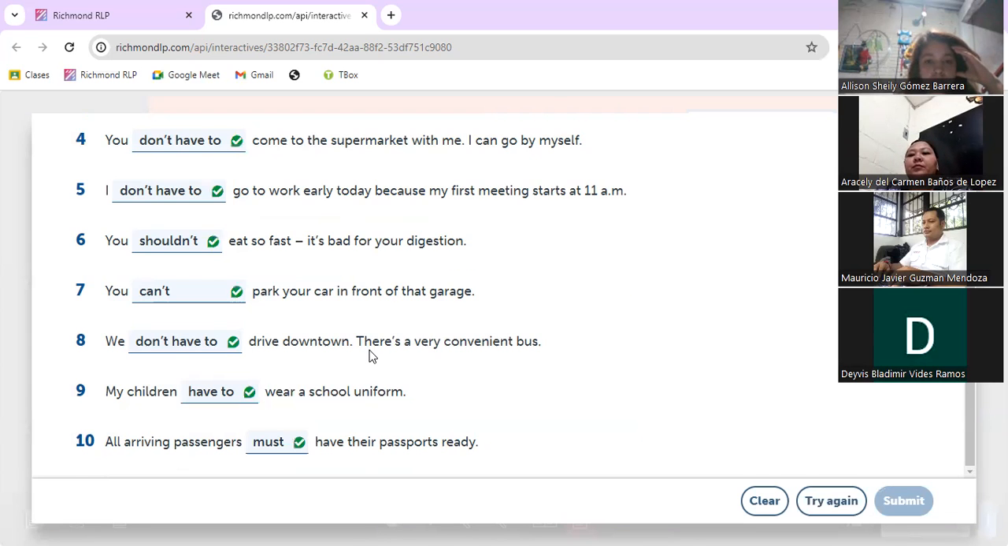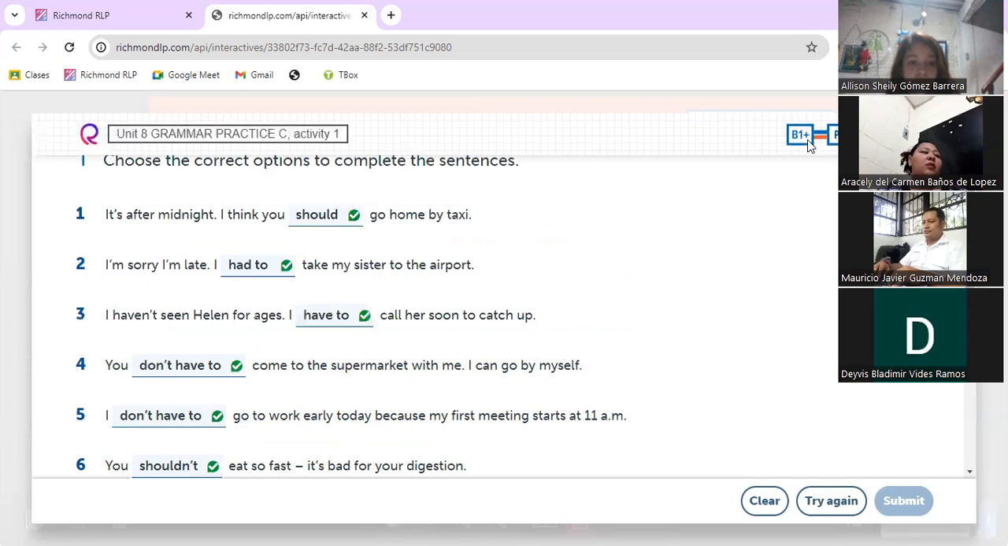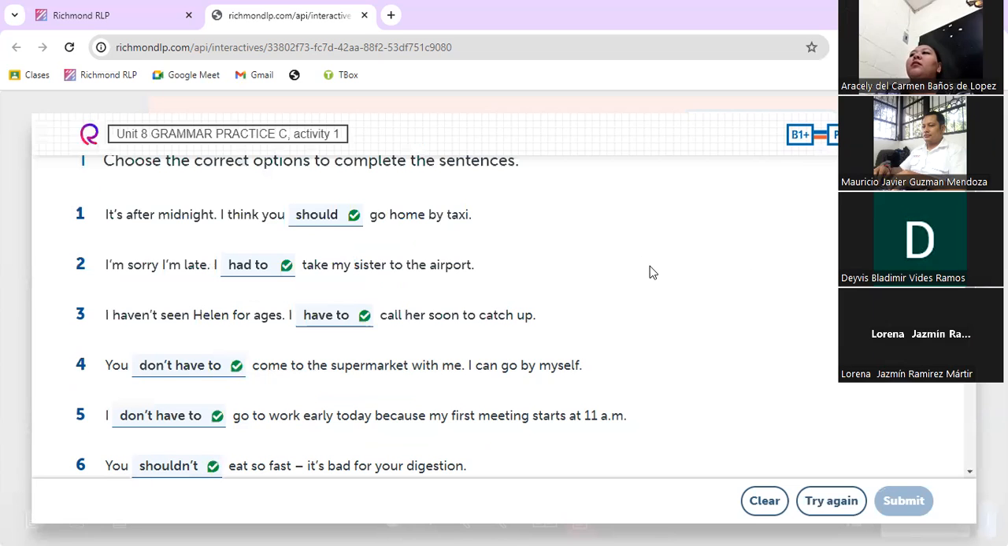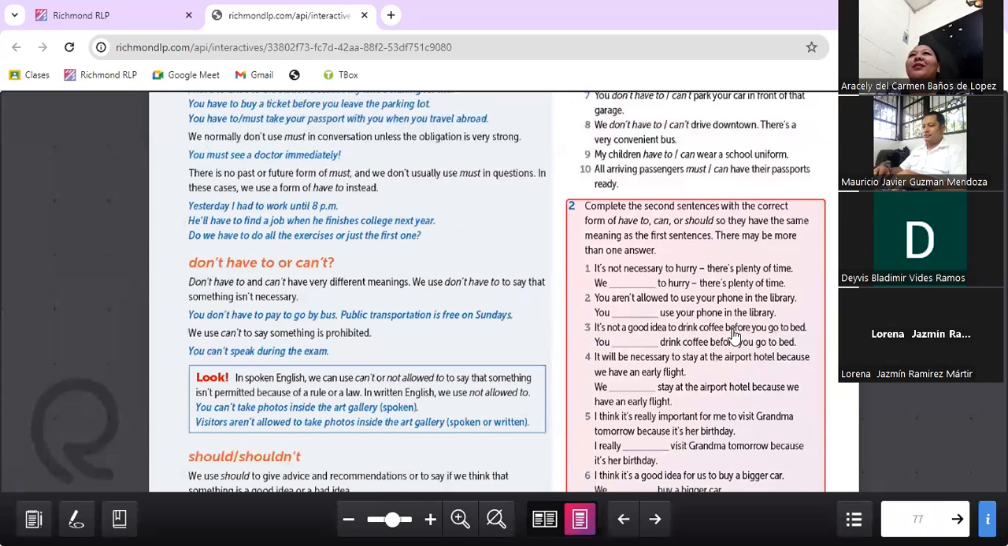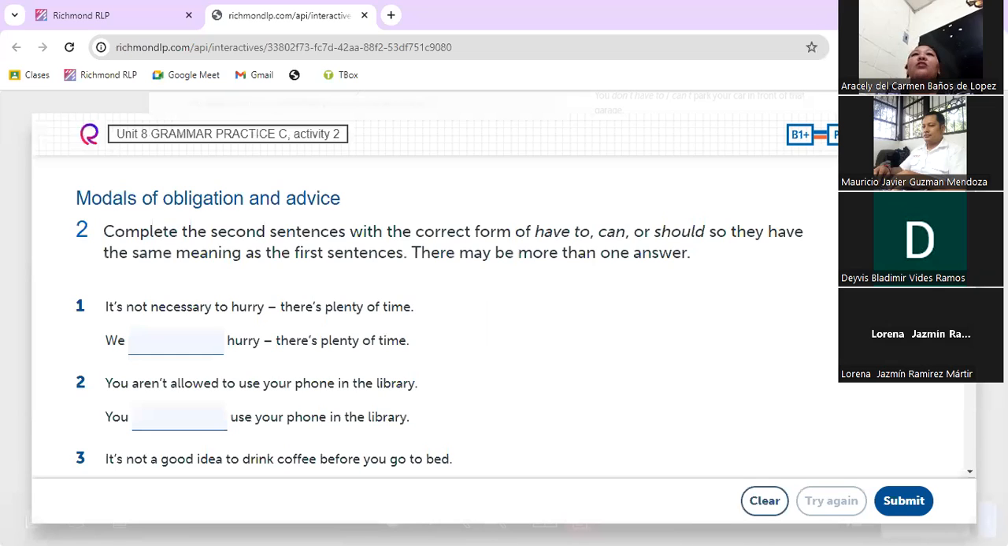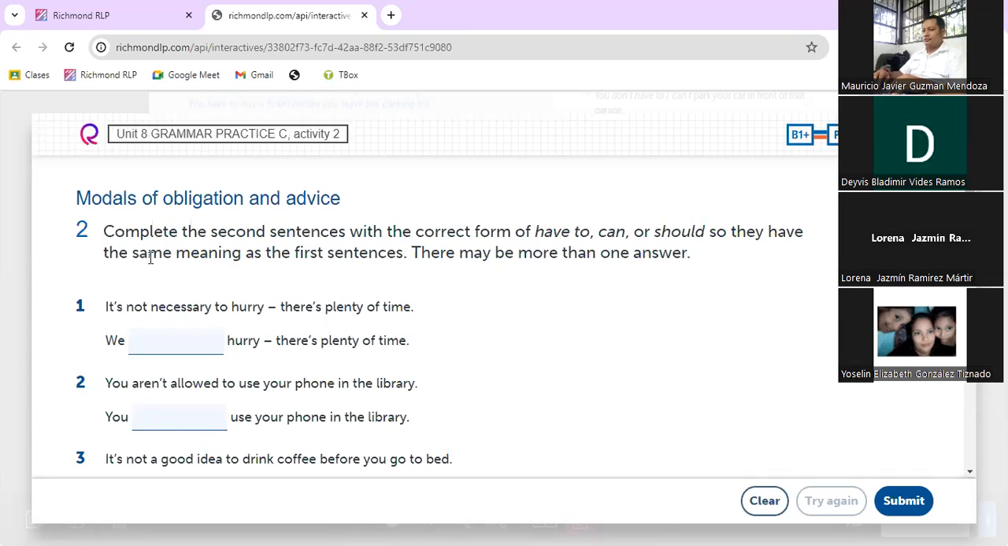Okay, excellent. No estaba tan difícil, ¿verdad? Vaya, hagamos el segundo, the second exercise. Muy bien. Seguimos con los modals of obligation. Dice, complete the second sentence with the correct form of, podemos utilizar have to, can o should en la forma que corresponde. Esto implica que puede haber un cambio tanto en positivo como en negativo o en el tiempo verbal.